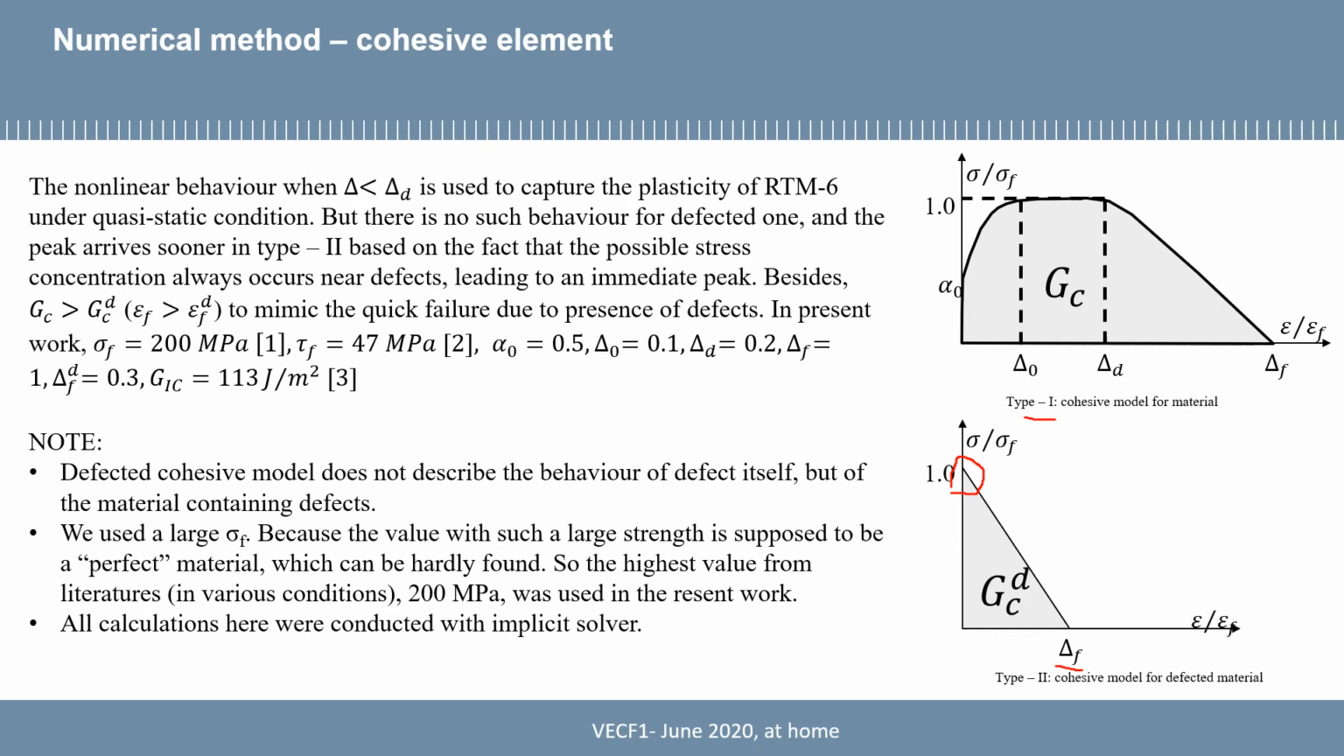This is because if there are some defects in the material, it will cause something like strain concentration. That makes the peak value of the strain come very quickly. It's quicker than the perfect material model. Based on these two facts, the difference between type 1 and type 2 can be explained.